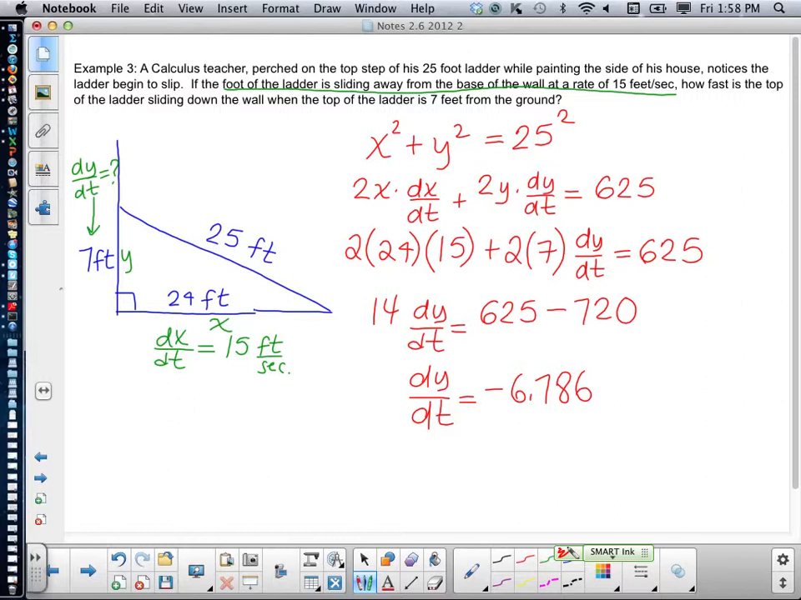What would the units be on that? Feet per second. Good. Now, what's up with the negative? Did I mess up something? It's falling, so what does that mean? It's going down. Yes.